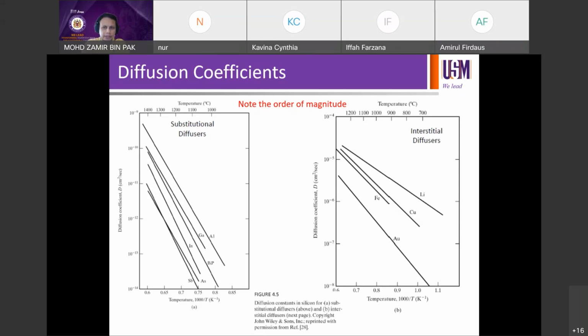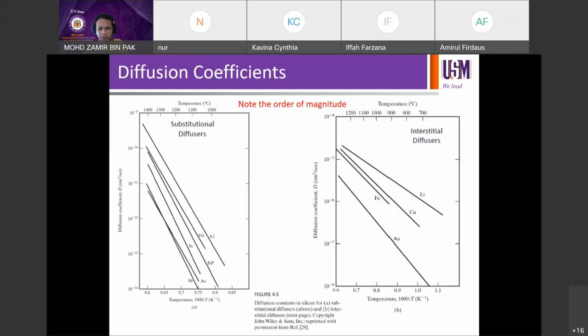So on the left-hand side are the substitutional diffusers like boron, phosphorus, indium, gallium, arsenic, antimony, and aluminium. On the other hand, on the right-hand side, you can see interstitial diffusers like iron, gold, copper, right, which can be dangerous to the device because they are deep level defects. That's what we discussed last time in phase 6.